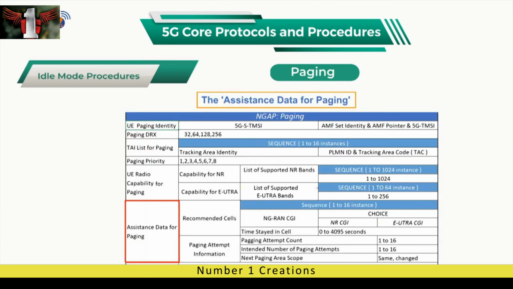The assistance data for paging can be used to provide a list of recommended cells. This list can include cells which the UE has previously visited, and it can also include cells which the UE has not previously visited. In the case of previously visited cells, the AMF specifies the time that the UE spent in each cell. If the time is greater than 4095 seconds, then the AMF signals a value of 4095 seconds. The base station can use this information when selecting the cells to broadcast the RRC paging message.